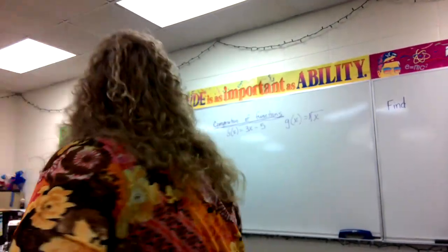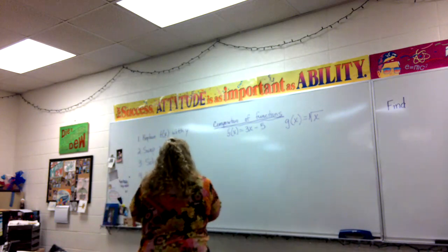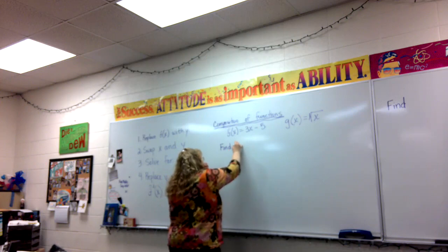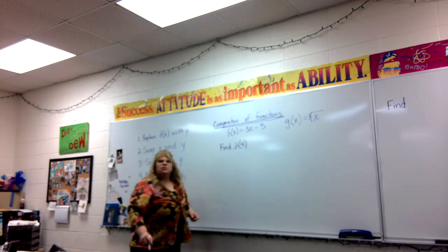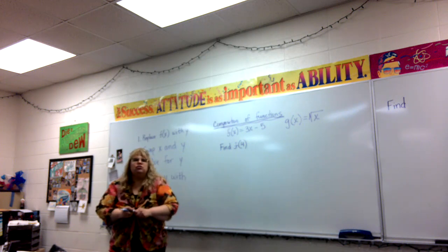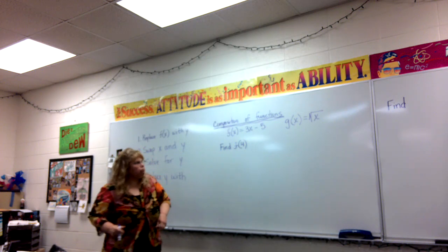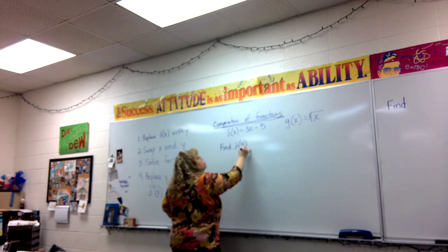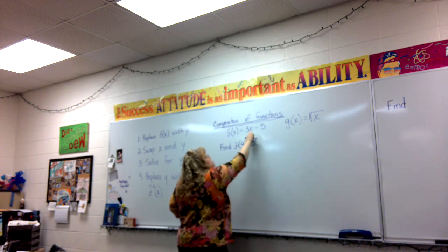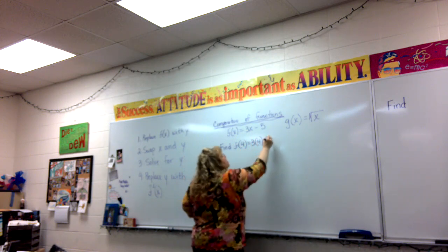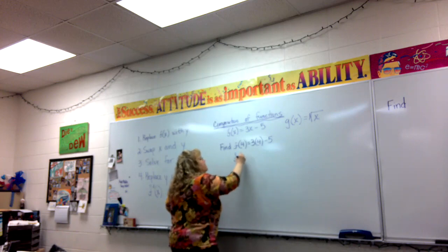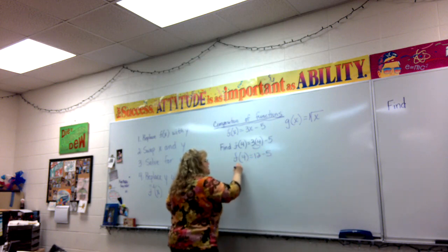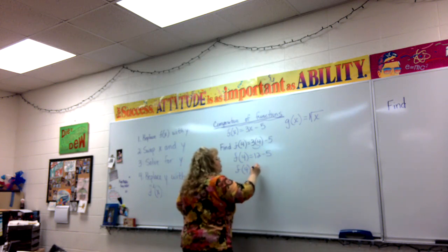If I ask you to find f of 4, you could do that, right? This just means in your f function, wherever you see an x, you're going to replace it with a 4. So here's an x, I'm going to replace it with a 4. So f of 4, what is that? 12 take away 5, what is that? So f of 4 equals 7.